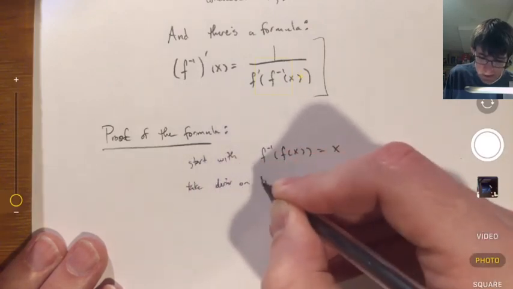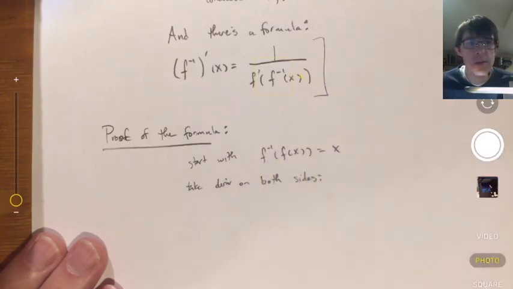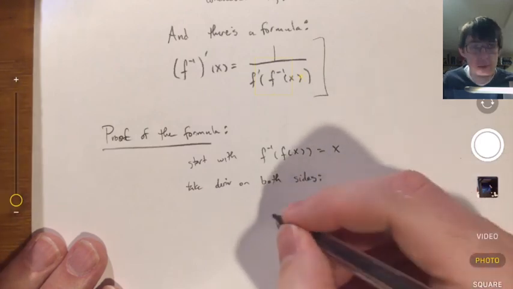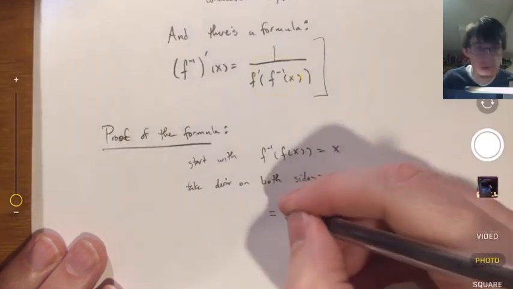Take the derivative on both sides. What do you get? Can somebody tell me the right-hand side? What do you get when you take the derivative on the right-hand side? This is the easier side. 1. Yes, thank you. You got 1 on the right-hand side.